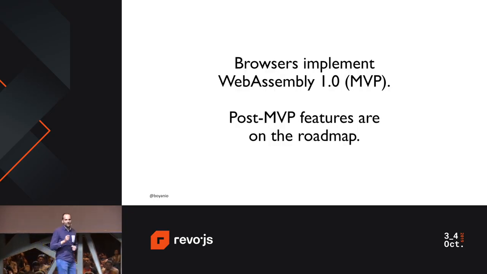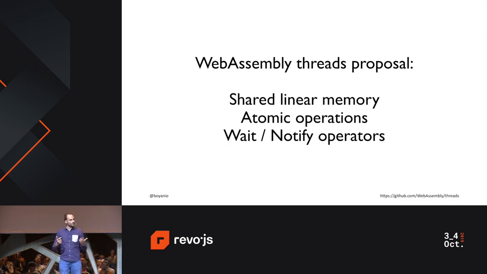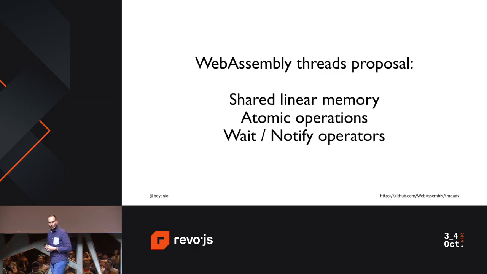What we have as support of WebAssembly in the browsers now is called MVP, or version 1. This is the first initial version that most of the browser vendors implement today. And this one doesn't really contain the idea of threads. However, there are post-MVP features and proposals that are currently under consideration. And one of these is really about threads. So there is something going on there.